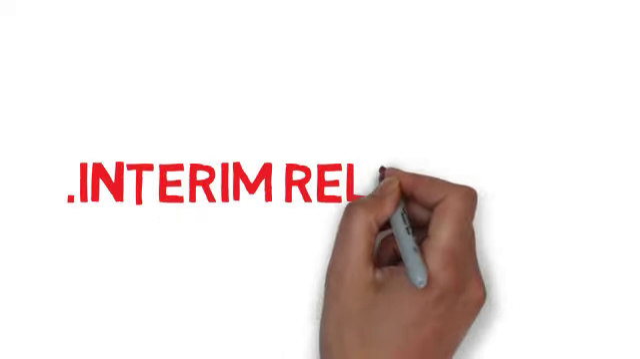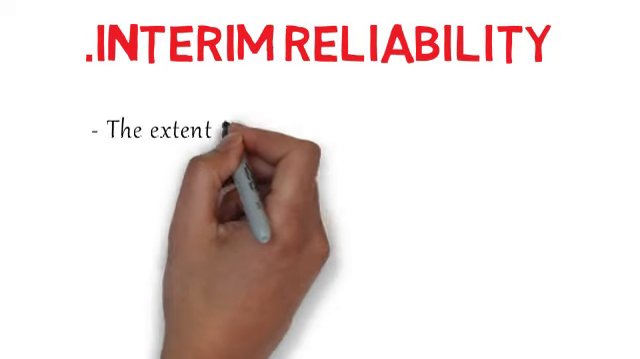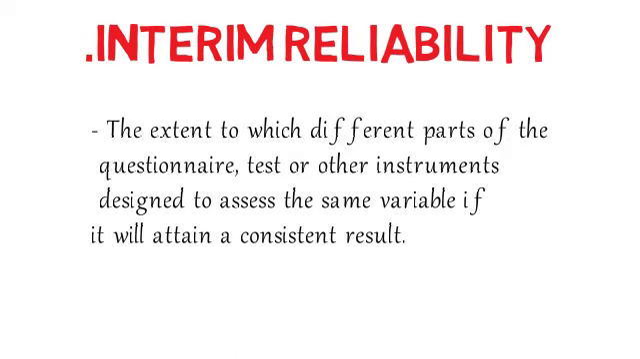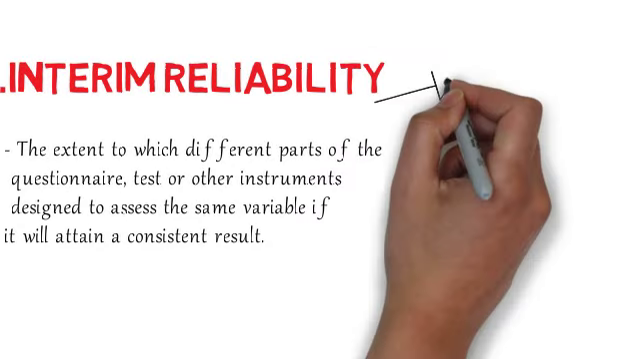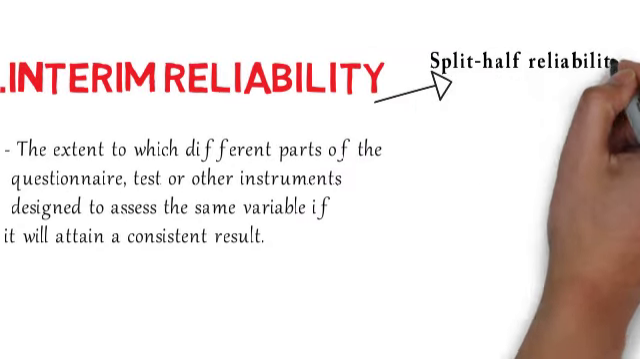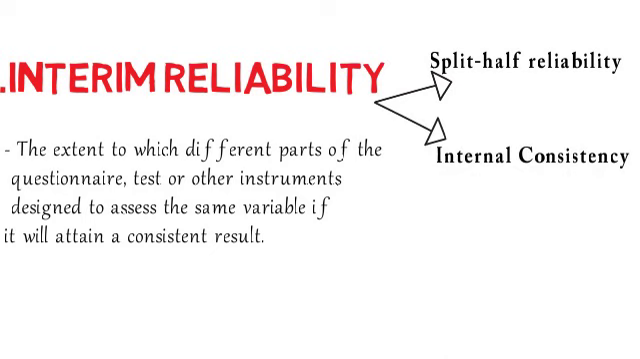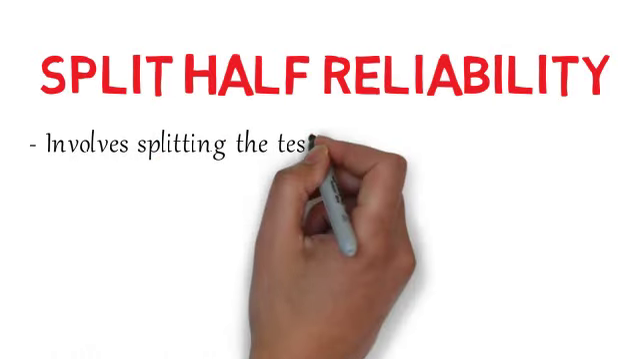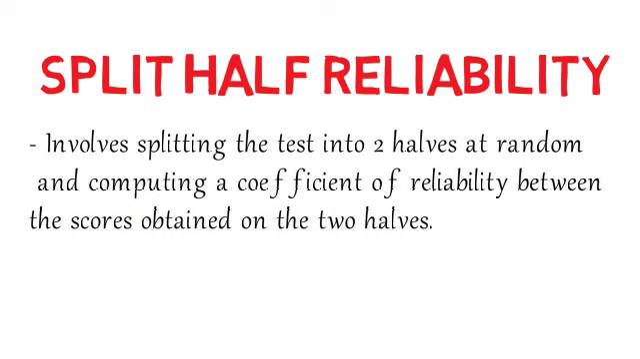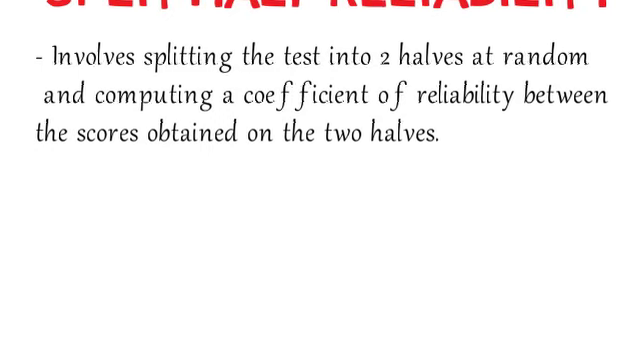Next, we have interim reliability. It is the extent to which different parts of the questionnaire, test, or other instruments designed to assess the same variable will attain a consistent result. There are actually two major approaches to evaluating interim reliability. We have split half reliability and internal consistency. Split half reliability involves splitting the test into two halves at random and computing a coefficient of reliability between the scores obtained on two halves.